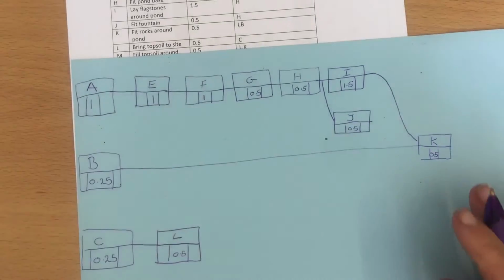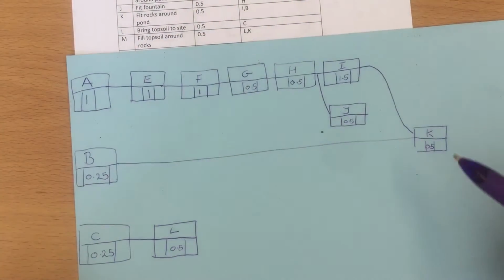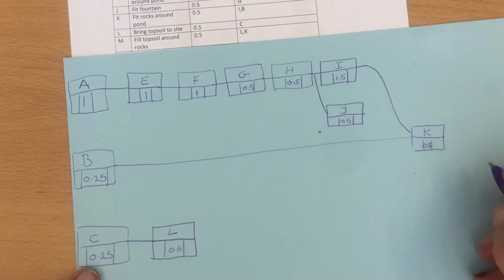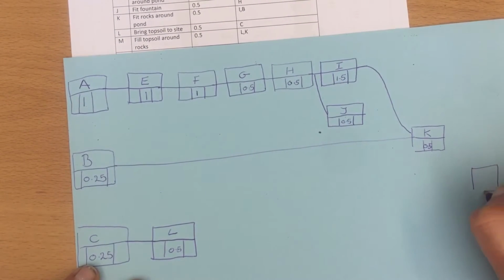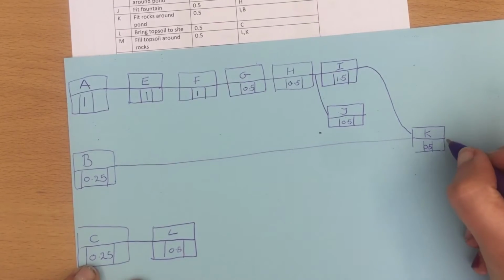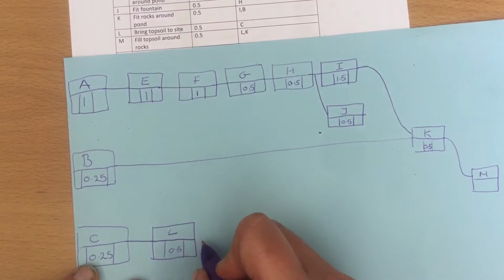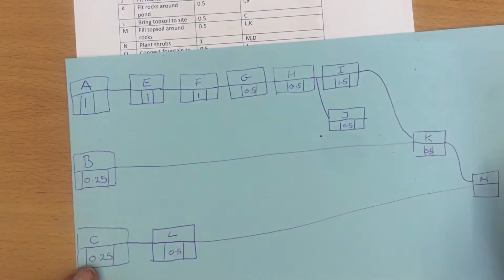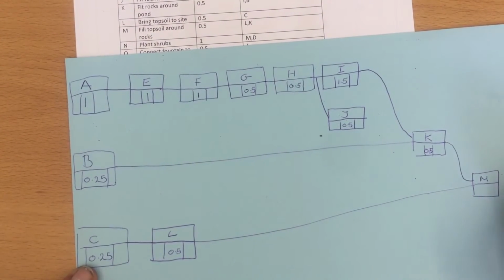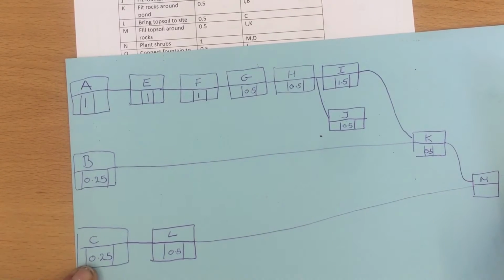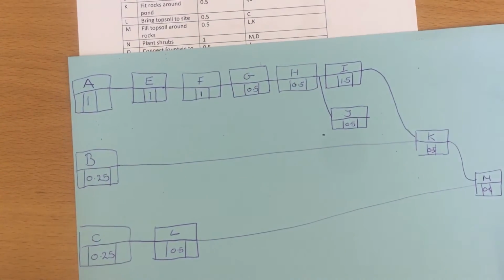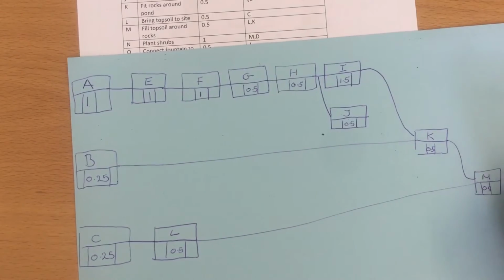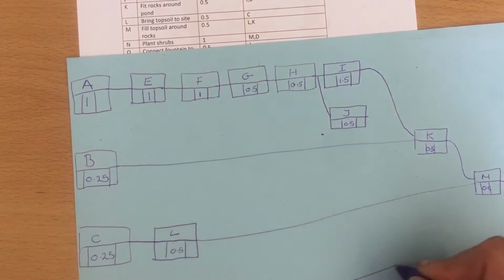So L is 0.5. M comes out of L and K. So if we put M a little bit further along, and that can then come out of K and out of L. N comes out of M and D. And N takes 1 and didn't fill in the bottom of M. That takes 0.5. So N comes from M and from D.